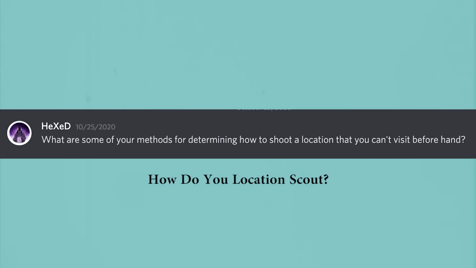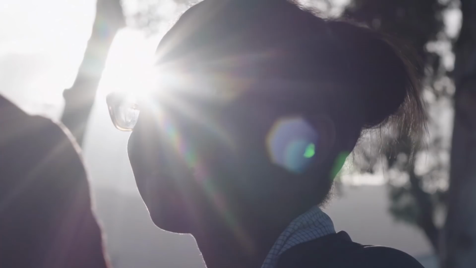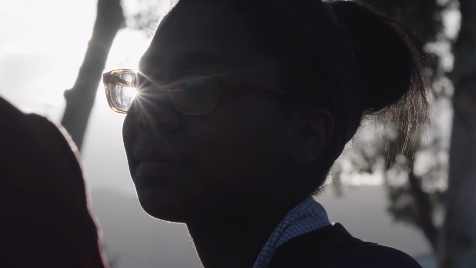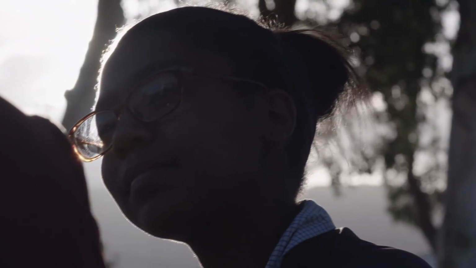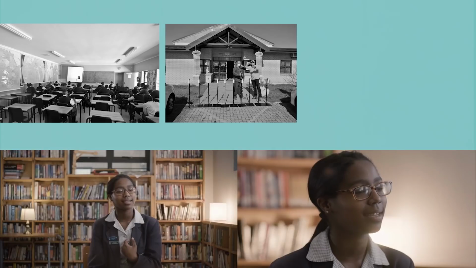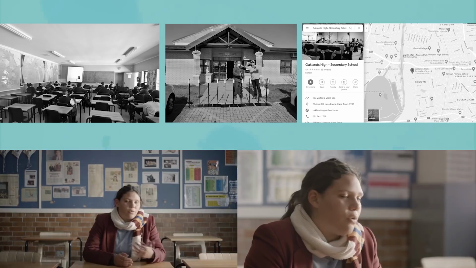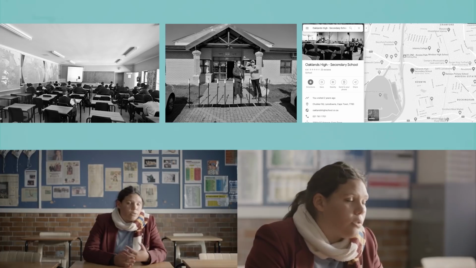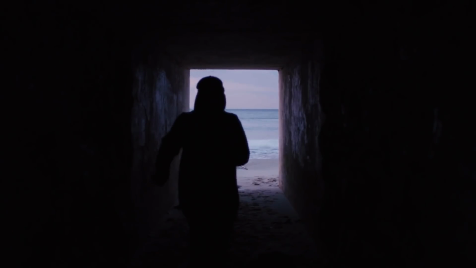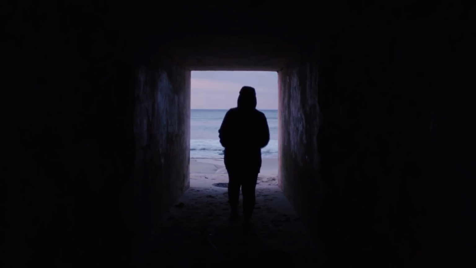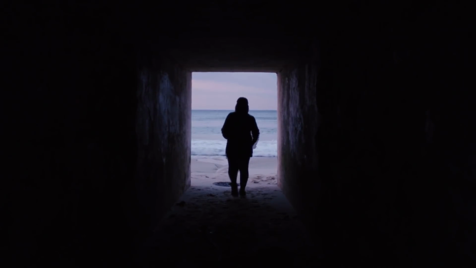industry. And finally, someone on Discord asks, what are your methods for determining how to shoot a location that you can't visit beforehand? As a lot of my work is in documentaries where location recces are a bit of a luxury, this often happens to me. Whenever possible, I'll try to get photos of the location from the director, the subject of the documentary, or even Google Maps, so that I at least have an idea of what I'll be dealing with. If this isn't possible, then you just have to be prepared to evaluate and adapt quickly on set.